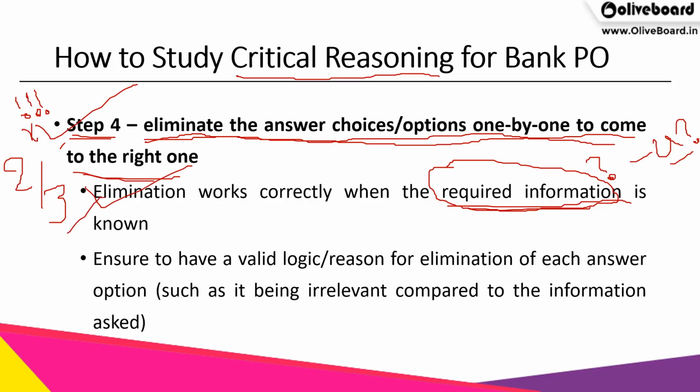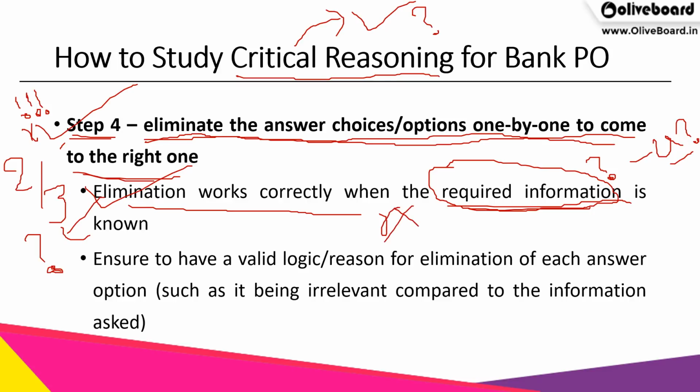And why elimination process, guys? Why eliminate instead of directly jumping to an answer? Because we don't know what is the actual answer. Critical reasoning does not have an exact answer. It only has the most suitable or best estimate or best guess answer. That is why we are eliminating, to remove the information that is not relevant.